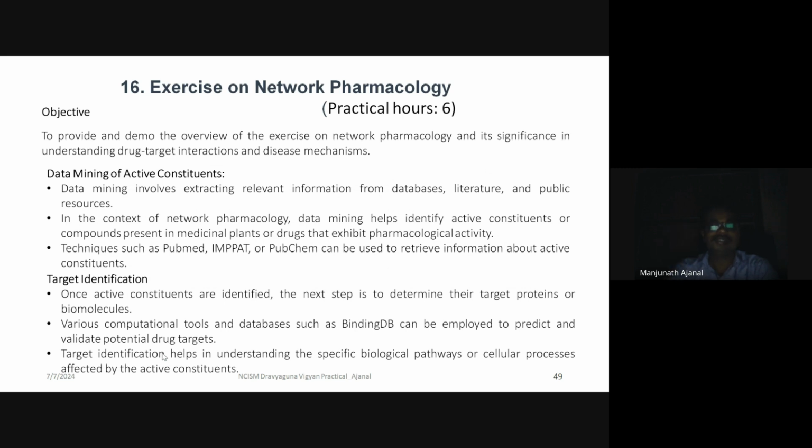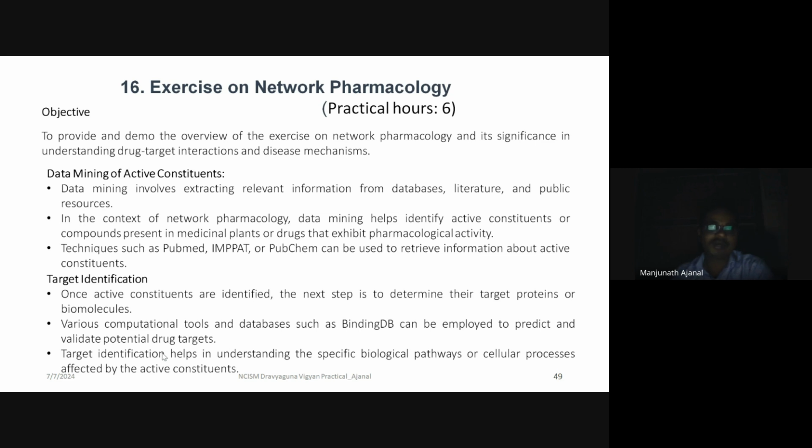And the 16th one is network pharmacology. This is actually the application of our knowledge of medicinal plants. This is conducted in the digital library. Only the student can perform this particular practical. This is a set of skills or activities, which we have already presented in the manual.